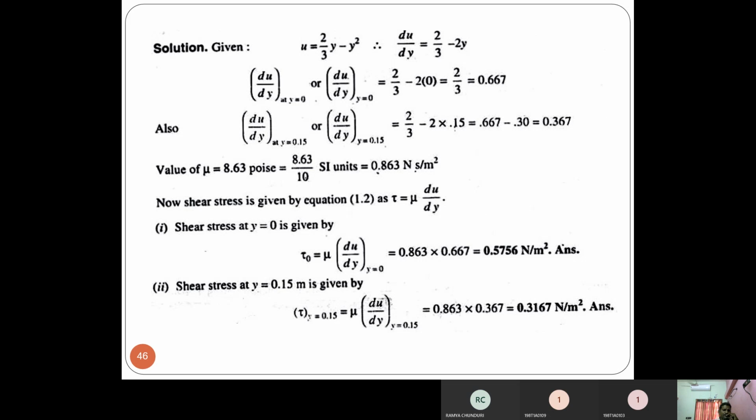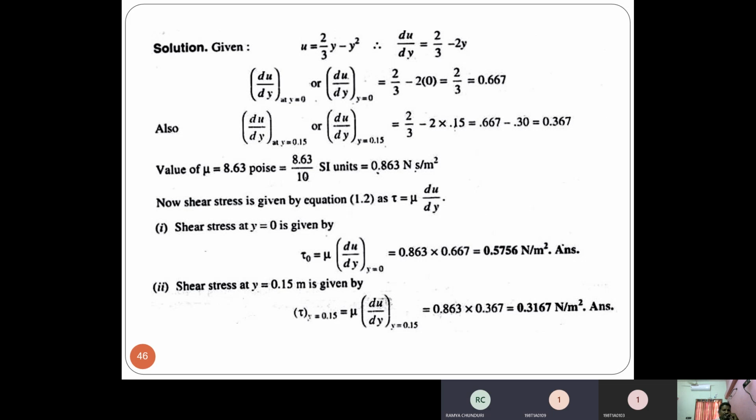Wherever y is present, put its value. At y is equal to 0, there is no y term, so we simply take the mu and du by dy values. 0.863 is the mu value and 0.667 is the du by dy value at y is equal to 0. If you simplify it, we will get 0.5756 Newton per meter square.